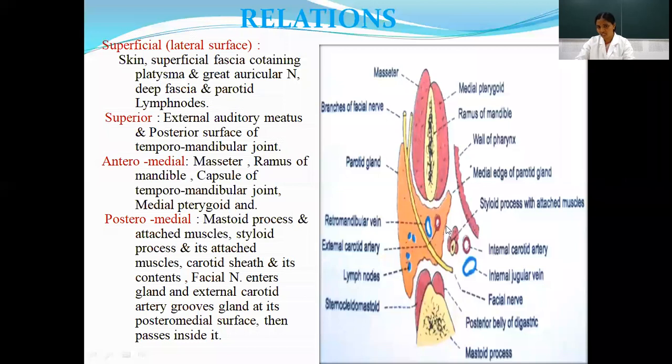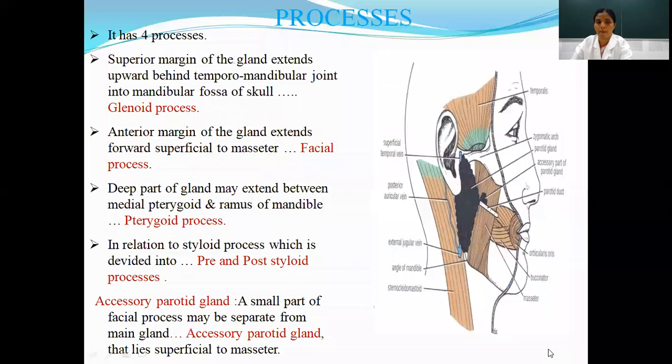See, the pre-styloid process is related to the internal carotid artery, whereas the post-styloid process is related to the internal jugular vein. I am repeating again. See, this is the styloid process. So this styloid process makes a grooving on this posteromedial surface. So what happened? By this grooving, part of the parotid extends in front of the styloid process and part of the gland passes behind the styloid process. So these are nothing but the pre and post styloid processes of the parotid gland.